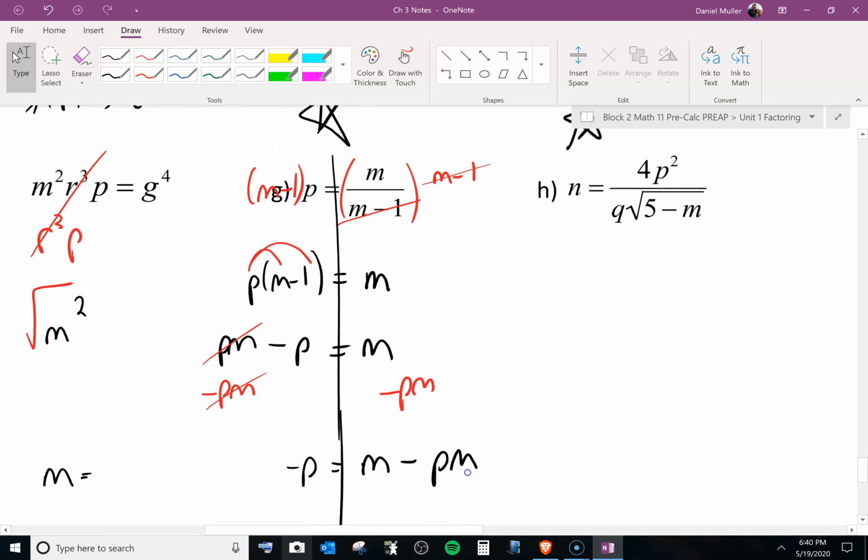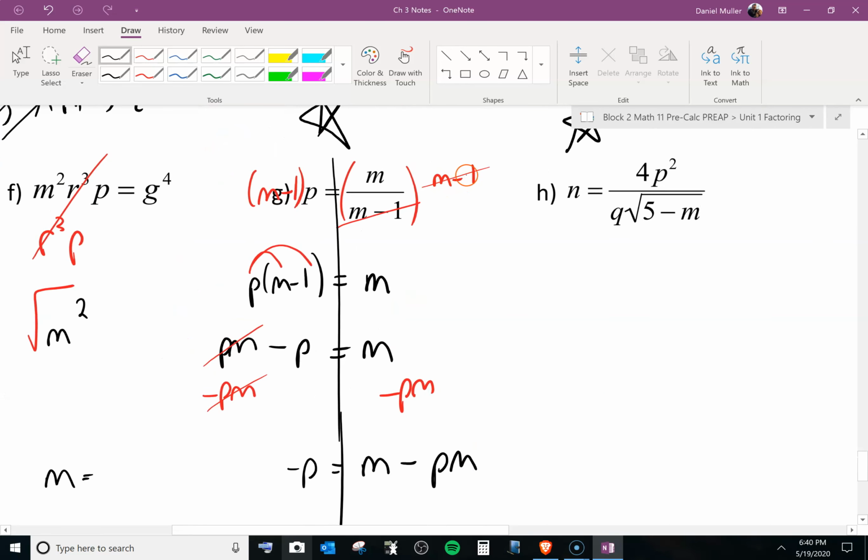So, what have I done so far? I multiplied by m minus 1 to get rid of denominators. I did that right away. I thought that was stupid. Then I need to get rid of these brackets. So I multiply the p in, pm, and negative p. And then I need to subtract this whole pm over to the right-hand side. And that's where I am. I've subtracted the pm over to the right-hand side.